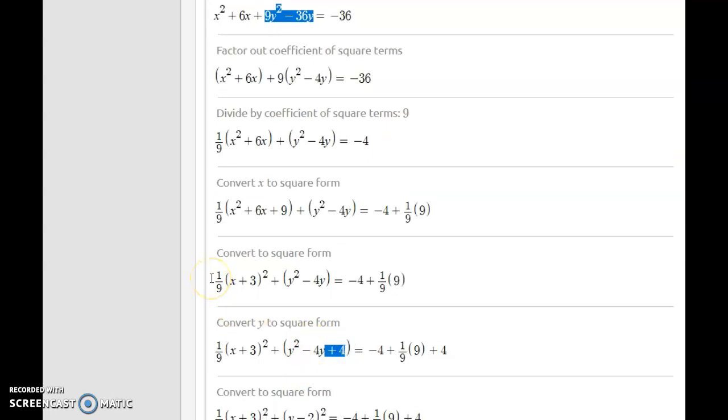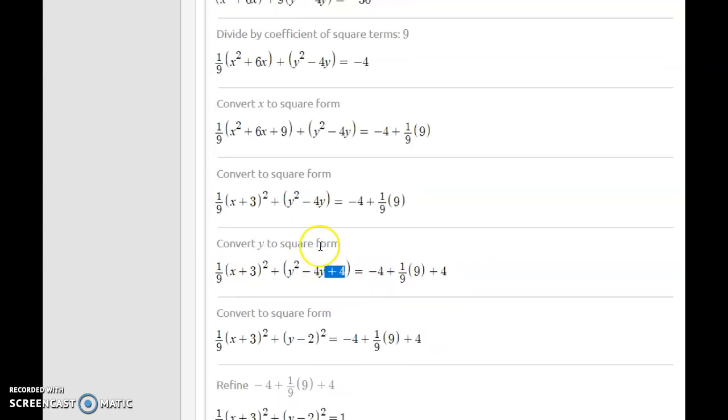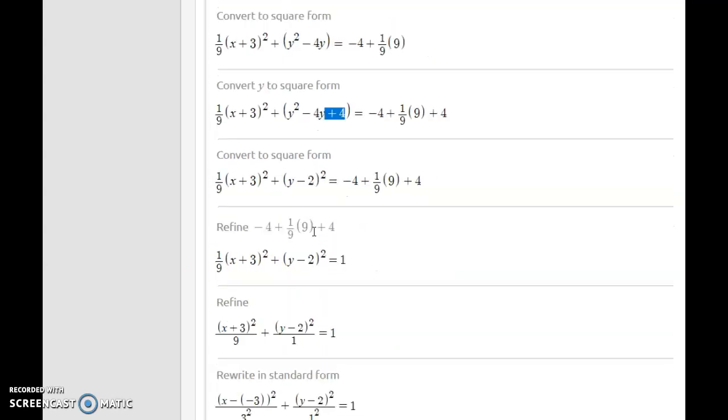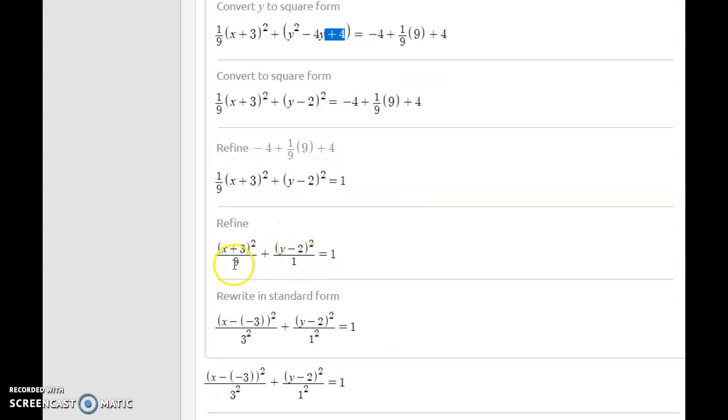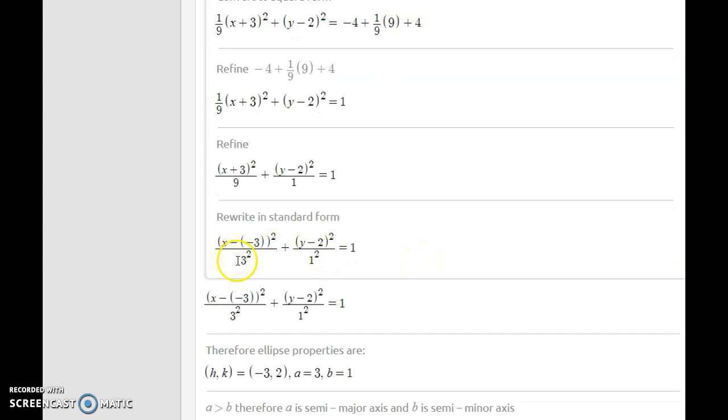It still has that 1/9 here, and then it does a little bit with that. I would have kept it in front here and done that at the very end. And then anyway, it divides by that, and we come up with these denominators: divide by 9, divide by 1. And then it's split up into 3 squared, 1 squared. So let's go over to Desmos and graph that one.